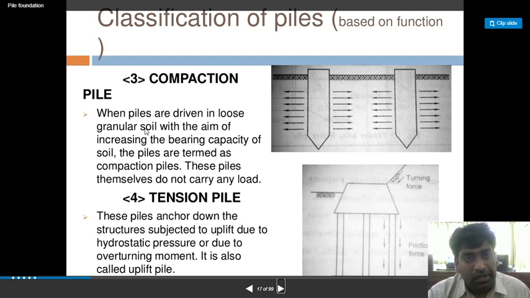Compaction pile: when piles are driven in a loose granular soil with the aim of increasing the bearing capacity of the soil, the piles are termed compaction piles. These piles themselves do not carry any load. Tension piles anchor down the structure subjected to uplift due to hydrostatic pressure or due to the overturning moment. It is also called an uplift pile.